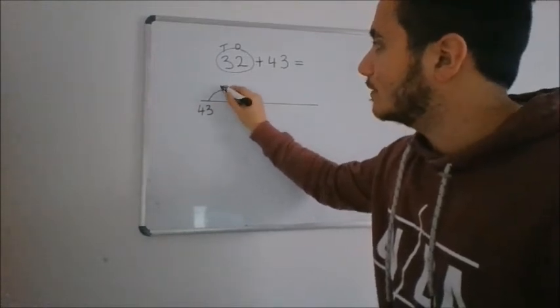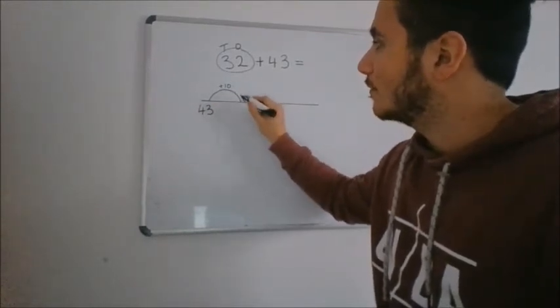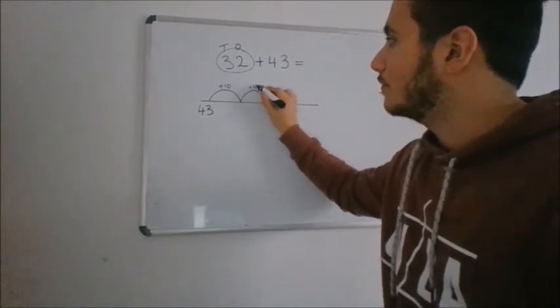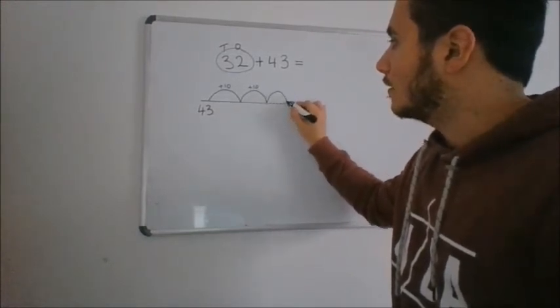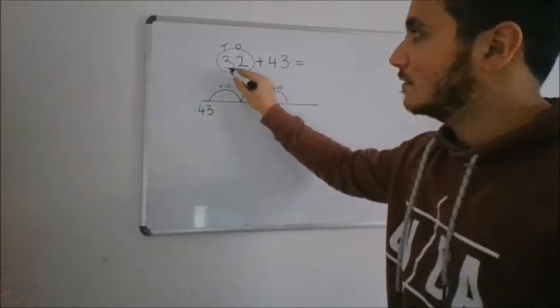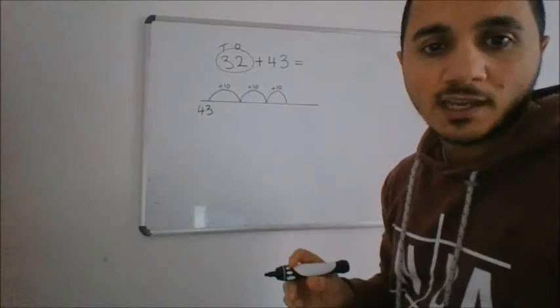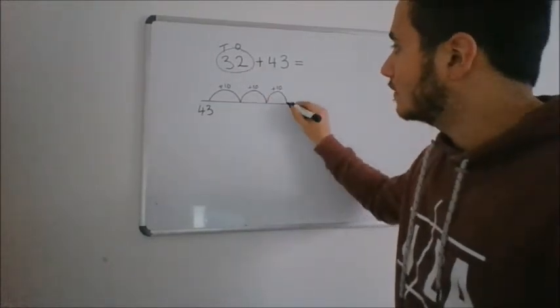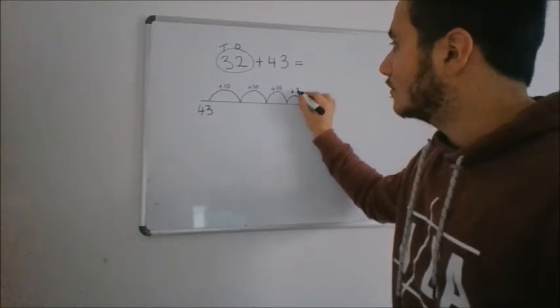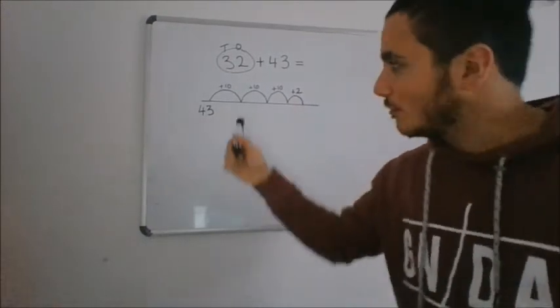I'm going to hop 1 first, plus 10. Hop again, plus 10. And hop again, plus 10. So there's my 3 tens. Now I need to add my 2 ones. So we'll do a smaller kangaroo hop, plus 2. Alright, now let's go and fill them in underneath.